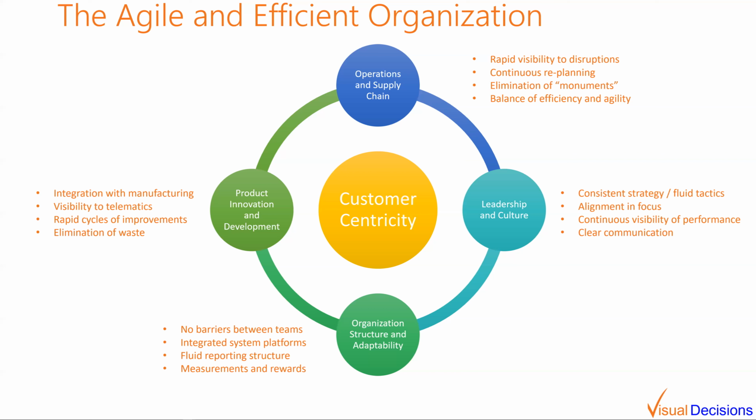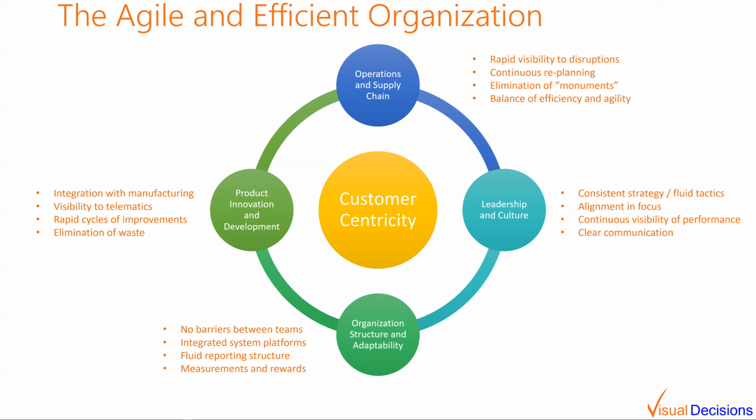Eliminating monuments so that we have that maximum flexibility within our organization. Again, from a skills perspective, from a physical perspective, from a product perspective, et cetera, process, and then balancing out that efficiency and agility. From a leadership and culture point of view, being able to have the consistent strategy and fluid tactics in place and so forth, alignment and focus throughout the organization, maybe through a policy deployment or hoshin kanri process or something similar to that.